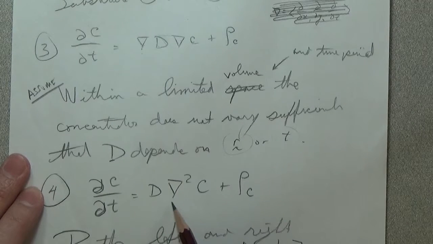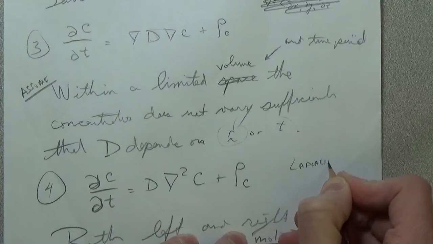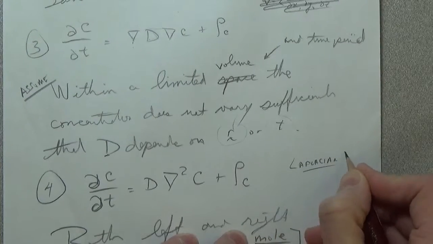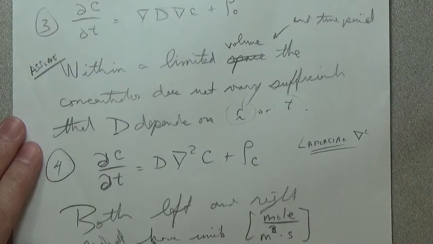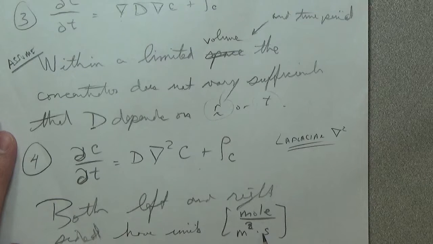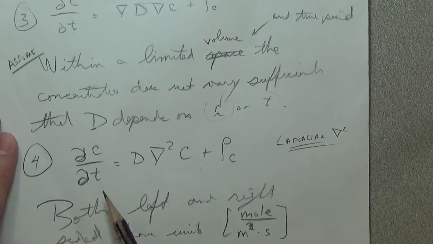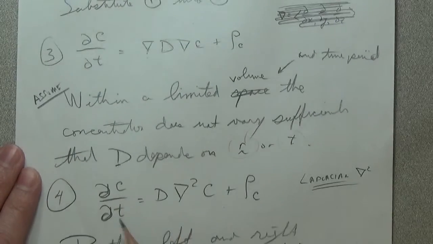So now we get this del squared, and this del squared is called the Laplacian. L-A-P-L-A-C-I-A-N. Del squared. And the left hand and the right hand side of equation 4 have units of mole per meter cubed per second, because that's mole per meter cubed, and that's per second.